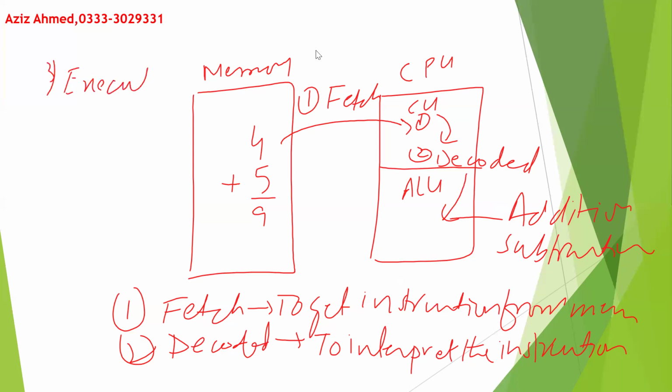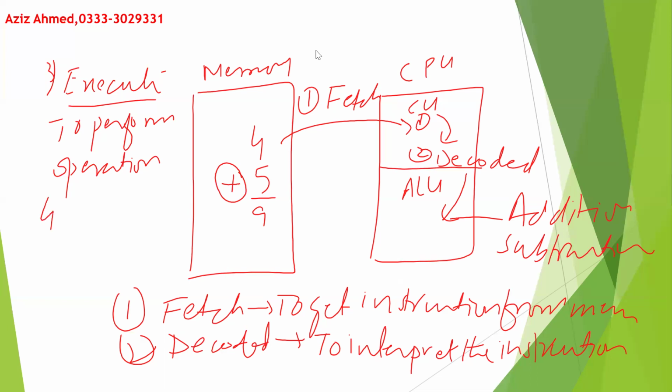Execute means to perform the operation. And this operation is basically addition. This will be done by the ALU, not the CU. The CU gets the instruction and decodes the instruction. These two are always done by the CU. Got the idea?